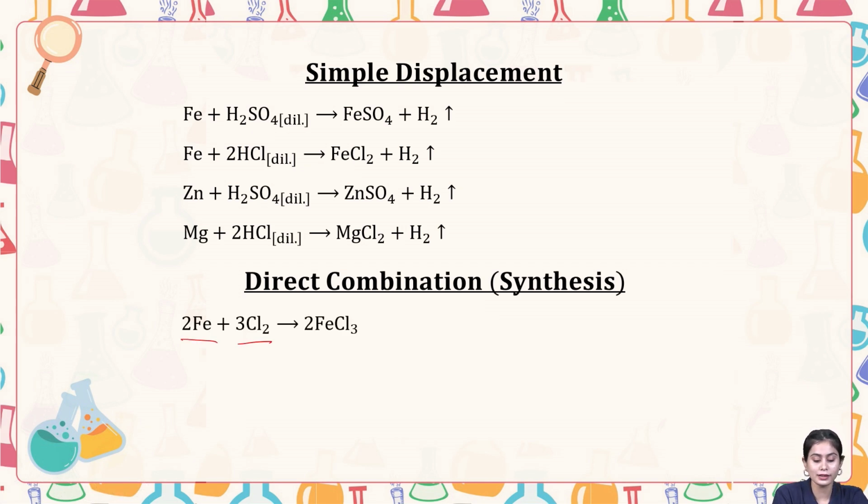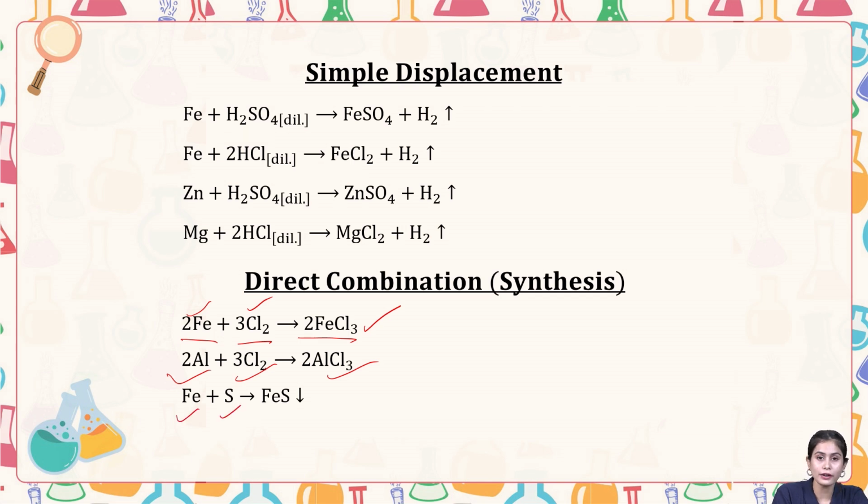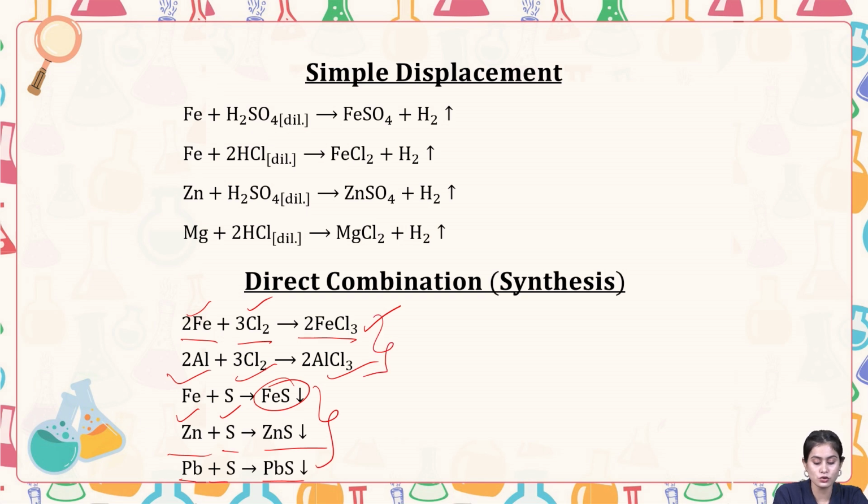So 2Fe plus 3Cl2 will give me 2FeCl3, iron chloride salt. Okay, mixing your iron with the chlorine gas. Simple. Aluminium with chlorine, AlCl3. Iron with sulfur, FeS. Okay, iron sulfide. Simple. As the precipitate. Zinc plus sulfur, ZnS, zinc sulfide as the precipitate. Lead plus sulfur, PbS, lead sulfide precipitate. These are all combination reactions. Two things combine to form a single product.